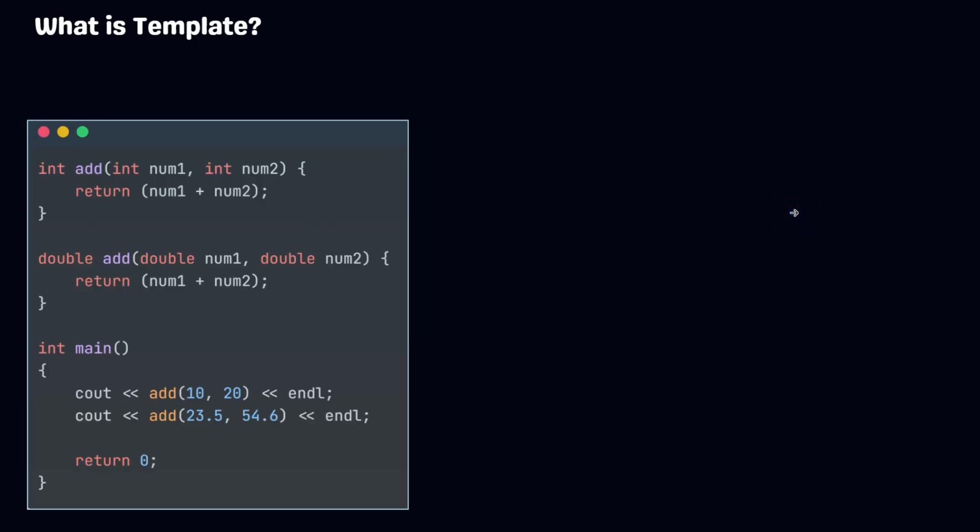Okay, so let's first discuss what a template is. Consider this code snippet. In this code, we have two add methods. One add method accepts two integer parameters, while the other accepts double parameters, and both have the same implementation of the addition. In main, we are calling this add method with the respective arguments.